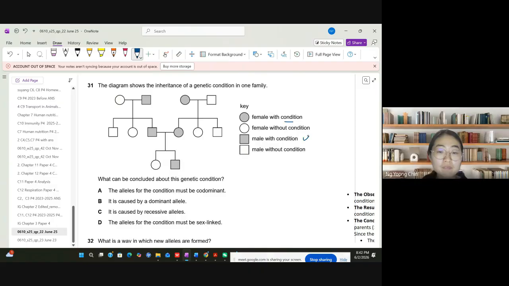A. And then what's the answer? A. Okay, the alleles for the condition must be dominant. What do you think? A. Female with the condition, if affected, there will be two possibilities: it's caused by dominant alleles or recessive alleles. With dominant alleles, like this or like this, they will be affected. This is what we call autosomal dominance.